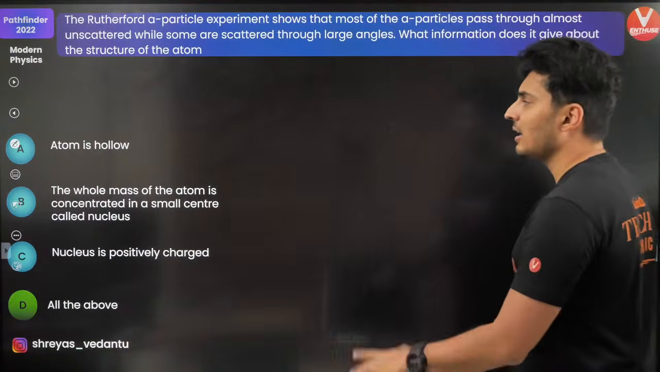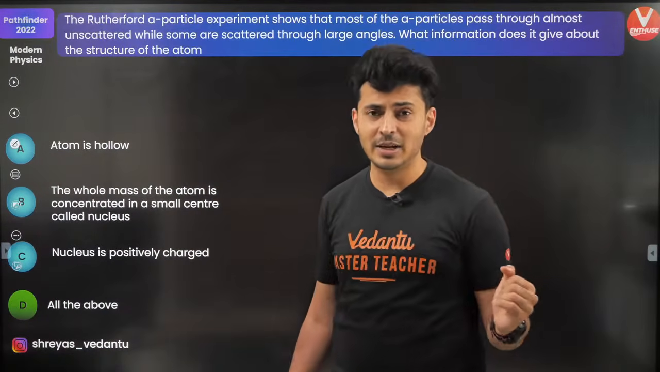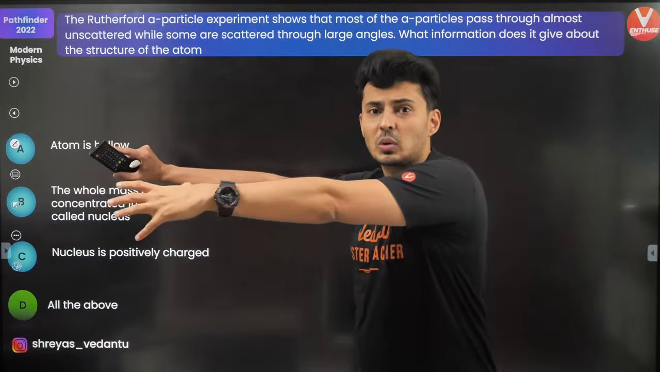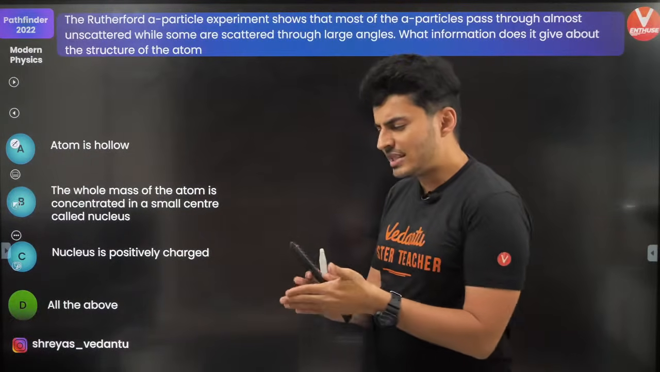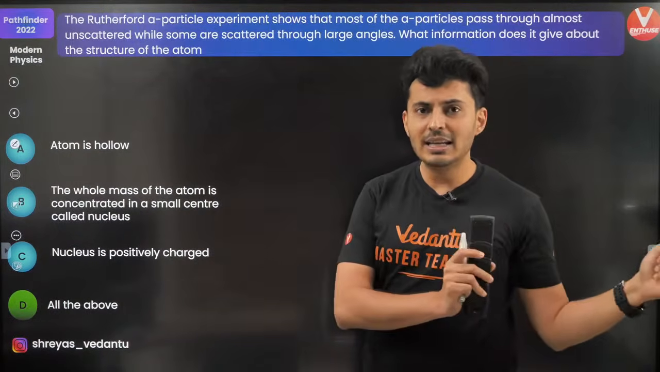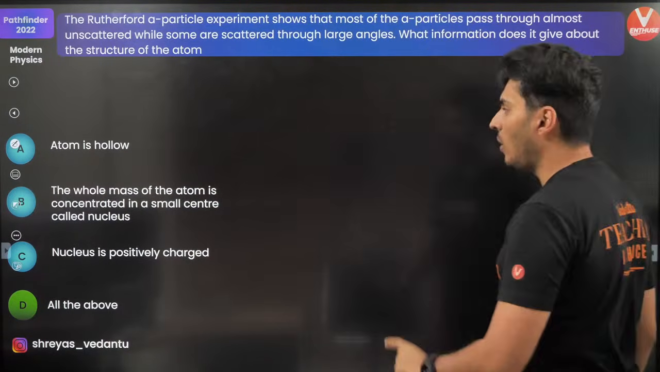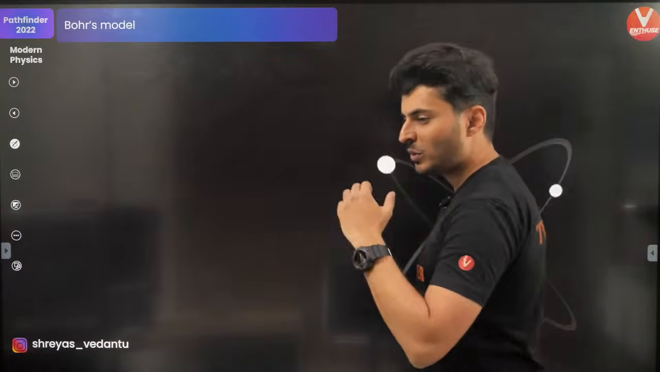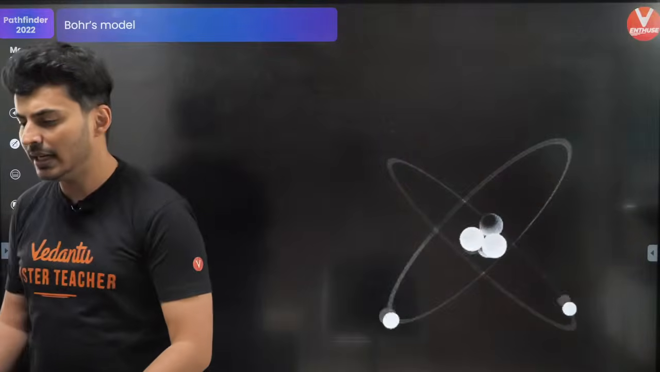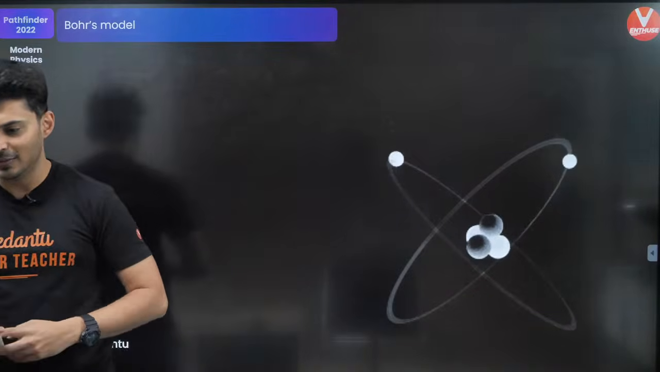All of these are the conclusions of the Rutherford scattering experiment. Because most of them pass through, that means it must be hollow. Because some of them get deflected by a very large angle, that means there is a small part which is positively charged. So all of the above are correct. Very good. D is the correct answer.